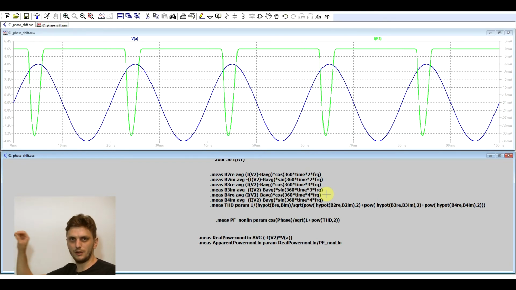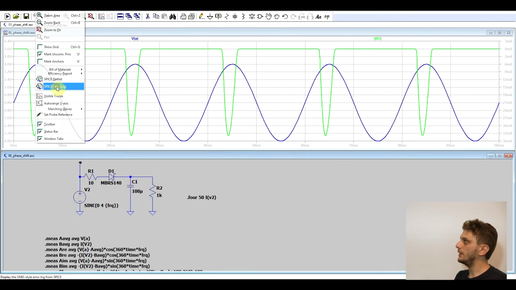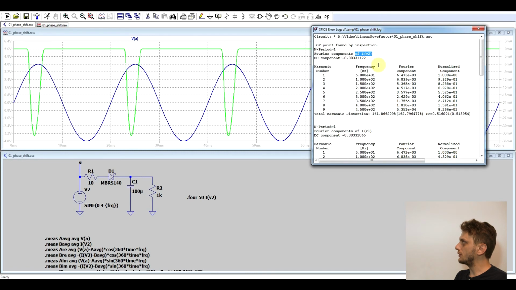But the easy way to obtain the power factor with nonlinear loads is again to use the .four statement. But we already did that, we looked at the current going through a resistor and we didn't really find out anything. But something really interesting happens if we apply the .four statement on the current going through a voltage source. So in this case, I'll be applying it on the current going through our initial power supply. And now if we look at the error log, the current going through the resistor is only telling us about the distortion of the current. But if we look at the current going through the voltage source, it doesn't just give us the distortion, it also gives us the power factor.